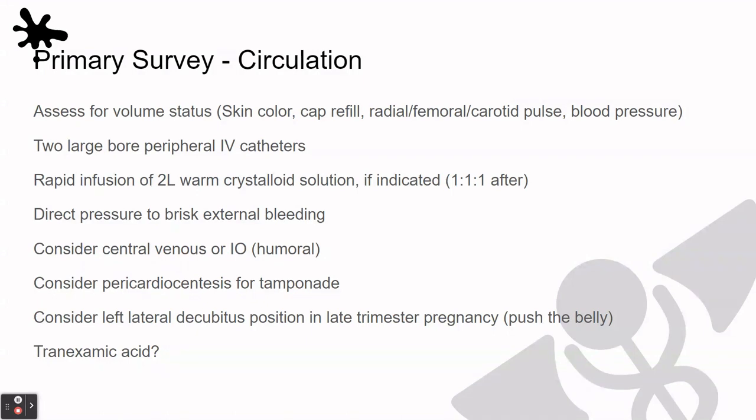And then, are they having tamponade? Do you need to consider a pericardiocentesis? These are things that we can fix quickly at the bedside to save our patients. And then, I guess this does kind of come in later, but consider left lateral decubitus position in late trimester pregnancy. So you push the belly out of the way so that they're not compressing the inferior vena cava. And then also a newer thing that we've been talking a lot about lately is, do you need to give TXA? If they're bleeding out internally, this is our pharmacological way to stick a finger in it.